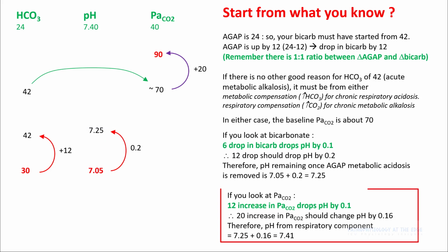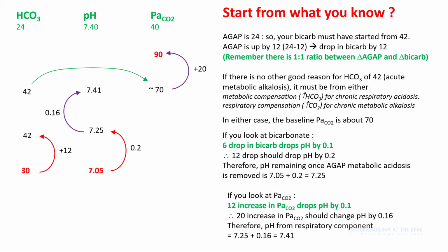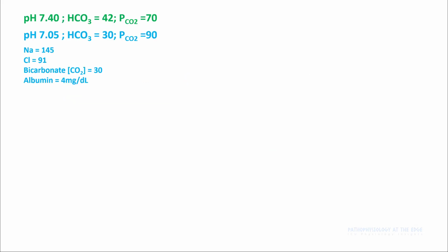You also know that 12 increase in PaCO2 drops your pH by 0.1. Since he has acutely retained 20 of carbon dioxide, his pH should rise by around 0.16. That means near 7.41. So you have reached a pH of 7.41 where the patient should live if he is chronically compensated. So his baseline ABG looks like pH of 7.40, bicarb of 42, and PaCO2 of 70.